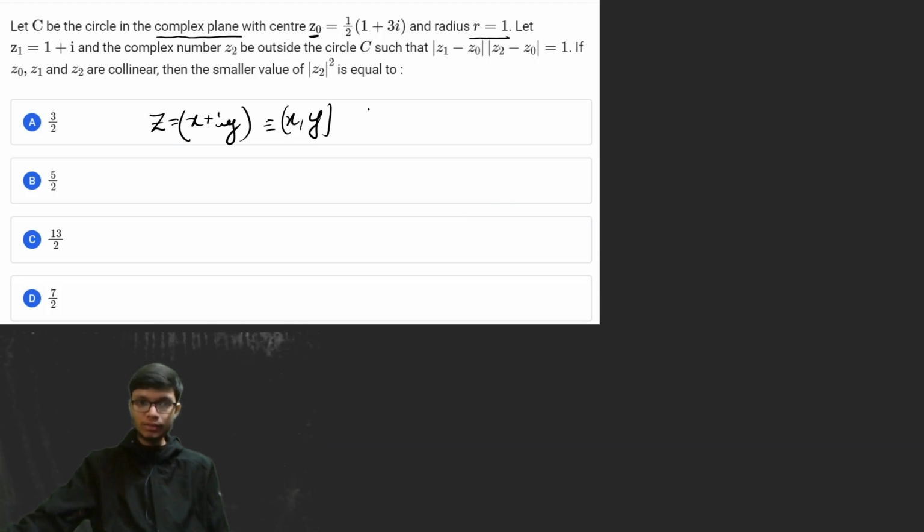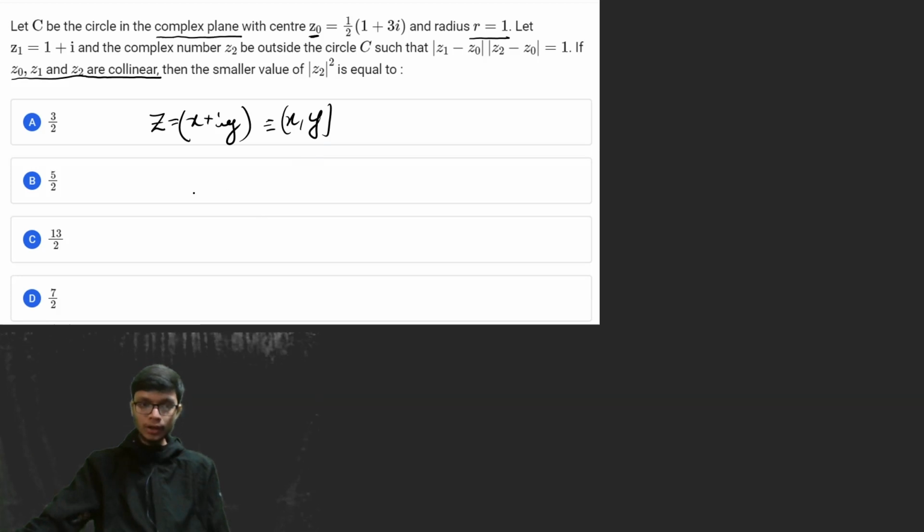So if there is a circle with center z0 and radius 1, let z1 and z2 be complex numbers outside the circle such that the distances z1 minus z0 and z2 minus z0 are multiplied. z1 is a complex number lying outside the circle, and its distance from the center, multiplied by the distance of z2 from the center, is equal to 1. If z0, z1 and z2 are collinear, that means they lie on the same straight line, then you have to look for the smallest value of mod of z2 whole square. This is a good question.